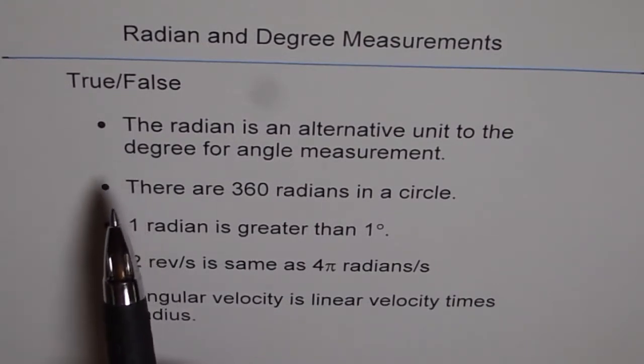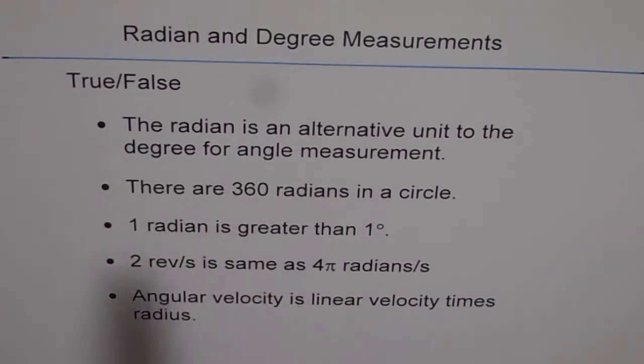Okay, the first one is, the radian is an alternative unit to the degree for angle measurement. True or false? There are 360 radians in a circle. True or false? 1 radian is greater than 1 degree. True or false? 2 revolutions per second is same as 4 pi radians per second. True or false? Angular velocity is linear velocity times radius. Okay? Now write down your answers and then look into my solution.